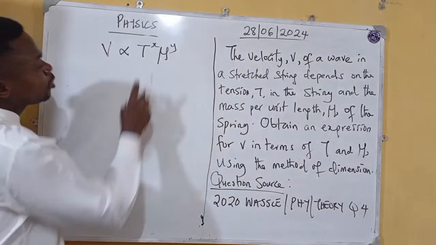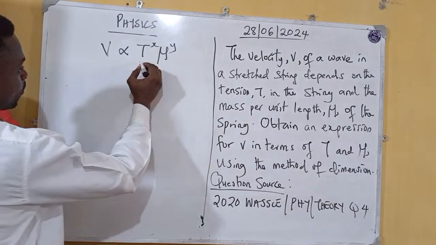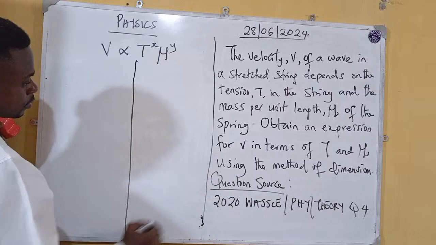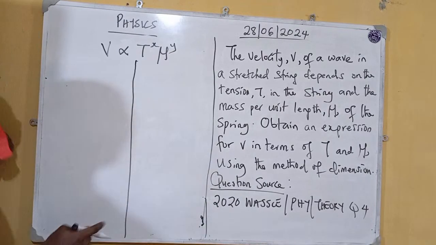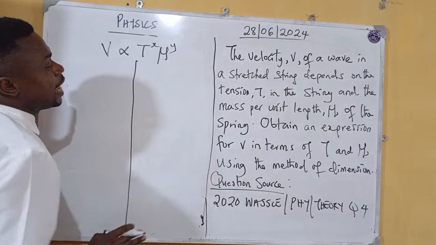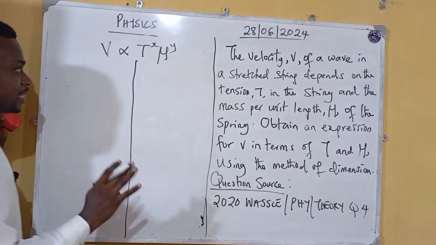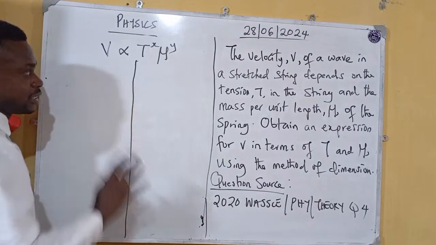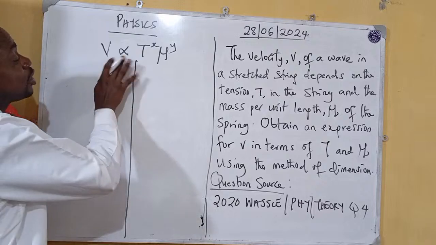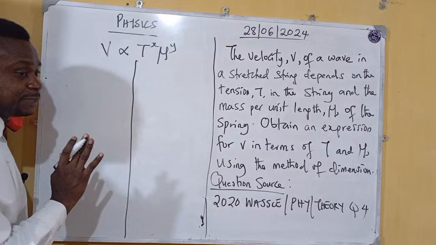Now, for us to be able to do that, we must break this thing down. I think I need more space. Let me create more space here. Will it be too tiny? I don't know. Let's continue. We break this down to their various dimensions. Basically, for us to remove the sign of proportionality, we may remove it, we may not remove it, we may just leave it like this and continue our calculation. But it's better, let's remove it.